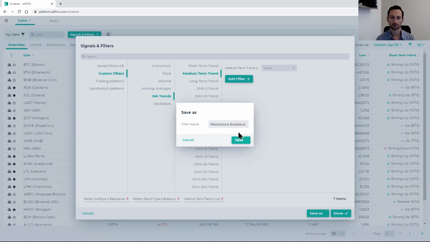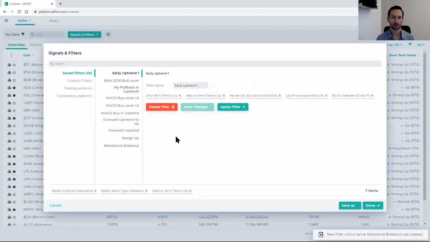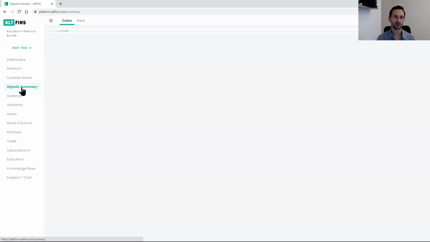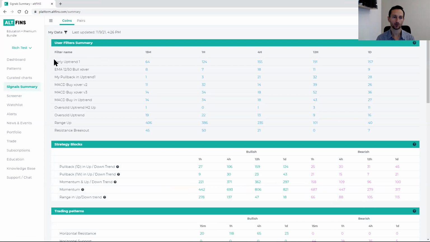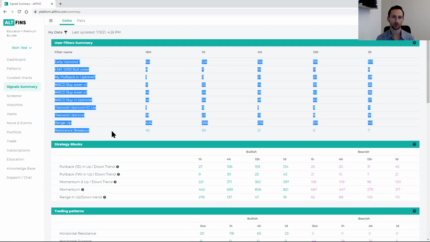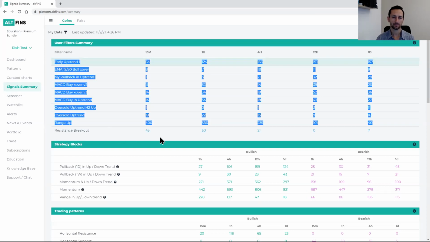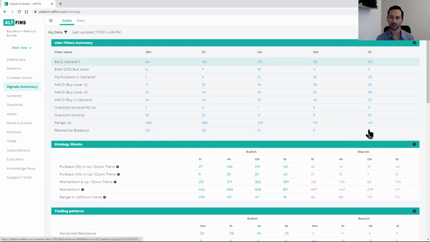Resistance breakout. And then I'll have it under my filters. And I will also, by the way, have it on my signals summary. Any custom filter that you create will appear here on top of your signal summary, right here, resistance breakout. So I can see that on the daily interval, I have 7 coins. On a 4-hour interval, there are 21 coins, and so on and so forth.